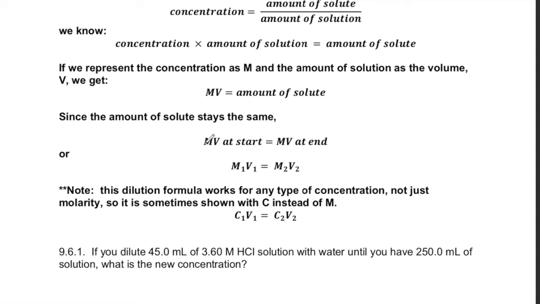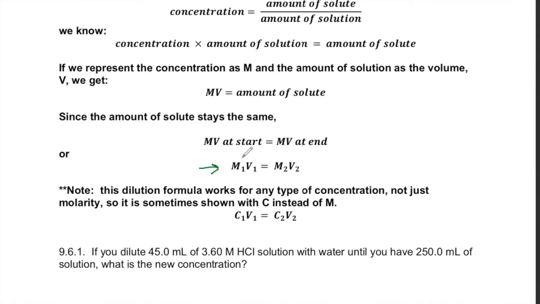So the concentration in molarity, perhaps, times the volume at the start equals the concentration in molarity times the volume at the end. So one way to write this famous dilution equation is M1V1 equals M2V2 for molarity and volume.